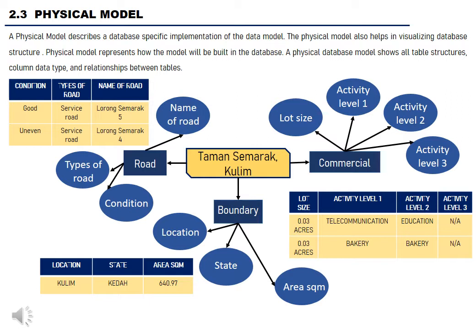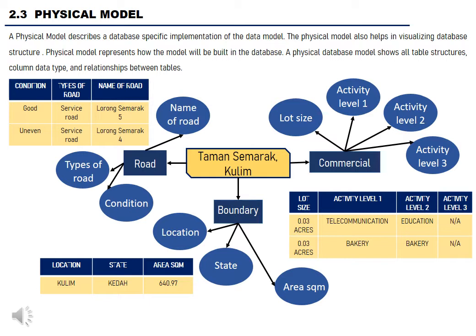And the third one is the physical model. A physical model describes a database-specific implementation of the data model. The physical model also helps in visualizing database structure. As we can see in my slide, the physical model is in a table, and for condition, I describe the condition of the road, which is in Lorong Semarak 5. The condition of the road is good, while Lorong Semarak 4 is uneven.